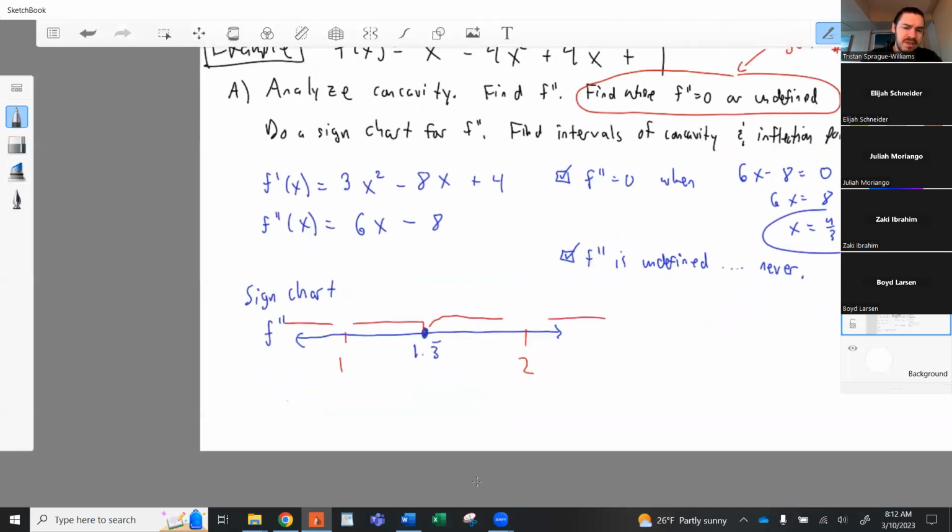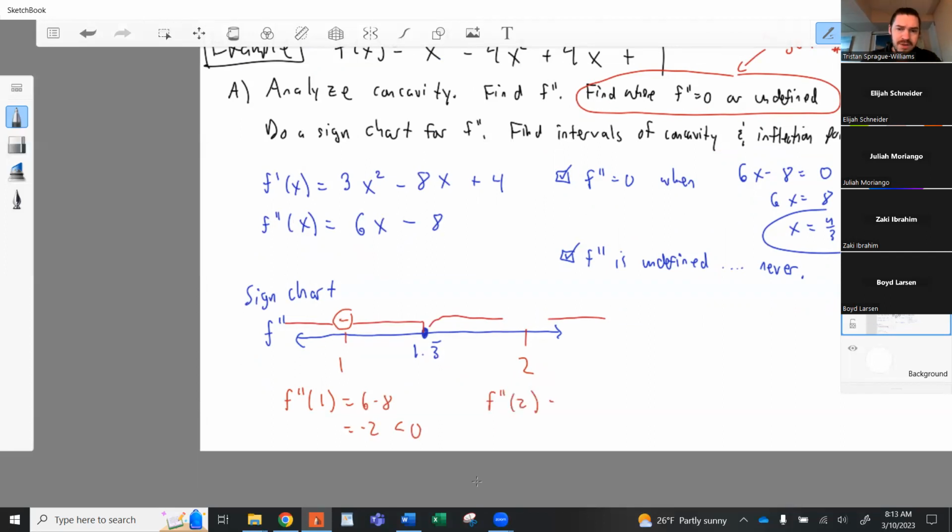So what I'm going to do with those test numbers is I'm going to put them right back into the function that we're doing the sign chart for, right? Which is the second derivative. We want to determine whether the second derivative is positive or negative so that we can determine concavity. So all I need to do is plug this one back into here. So I have 6 minus 8. This is -2. So that's a negative number. So it's negative on that entire interval.